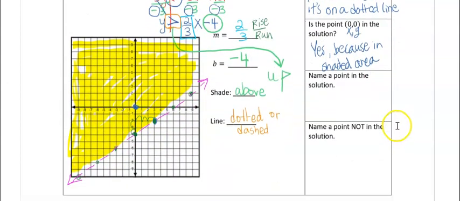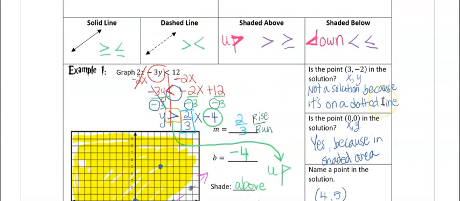They say name a point in the solution. So let's find any random point in the shaded area, right? I'll pick here. So that point right there is a 4, 5. And then they say name a point not in the solution. So I'm just going to pick a point that's not in the shaded area. So right here. So that's 4, -6. Okay. And that'll be it for example 1.